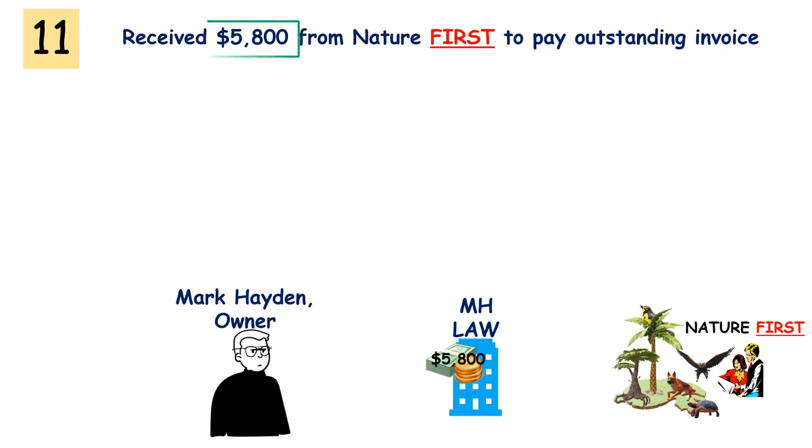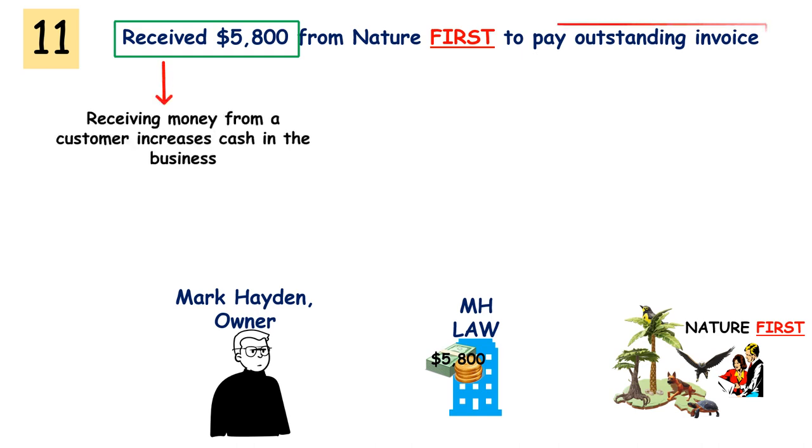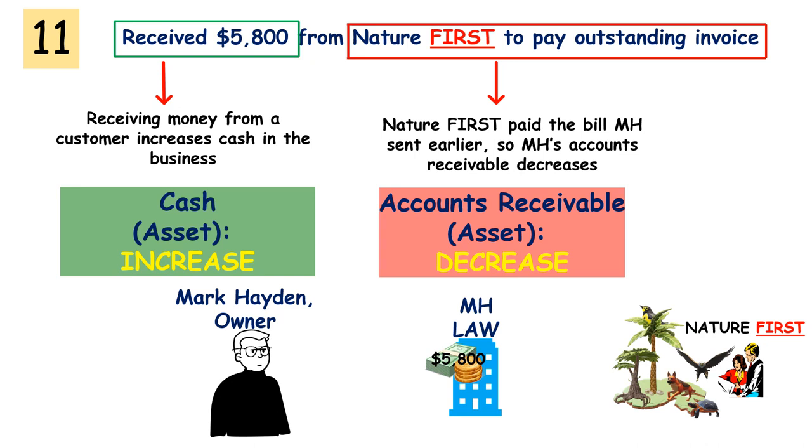So reading the sentence on the top, you look for the keywords. Receiving $5,800 means cash increased, and this cash came because a customer was our receivable. So we have cash and accounts receivable involved. Cash increase, it will be debited. That means the other line will be credit, and the other line is account receivable decrease, which is credit.